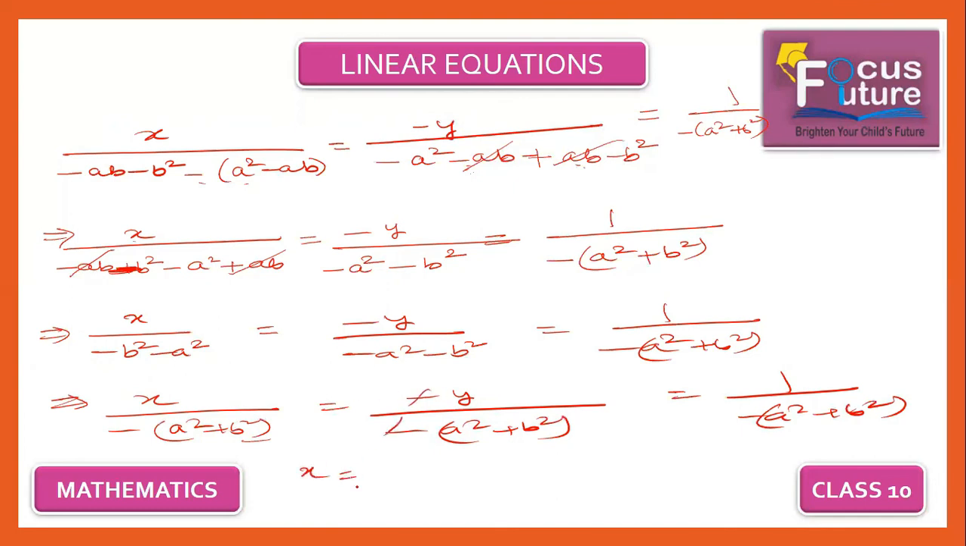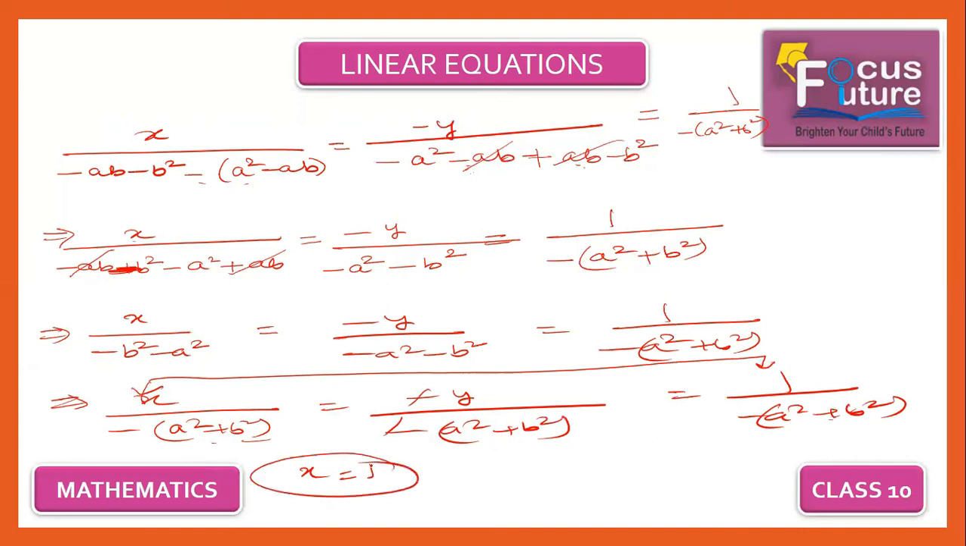So what would be the value of x? Just compare this and this. So this would cancel out, whole would cancel out, so x is 1. Compare this for y. So this would cancel out and you are left with minus. So y is minus 1. So x is 1 and y is minus 1.